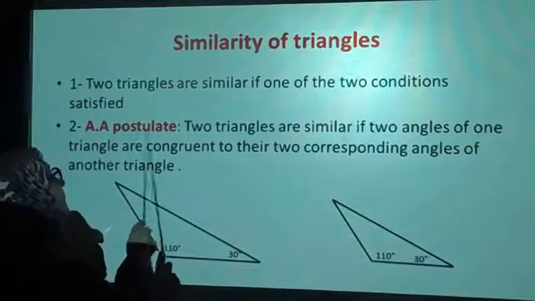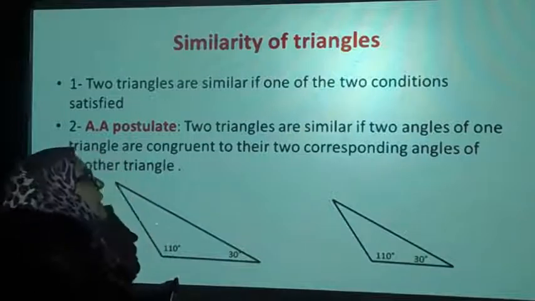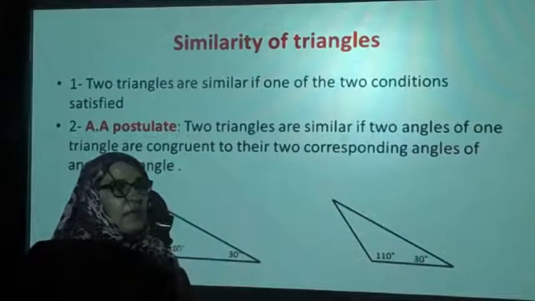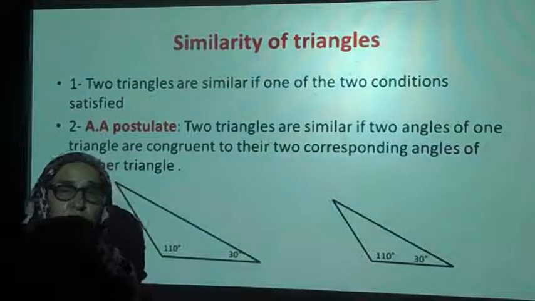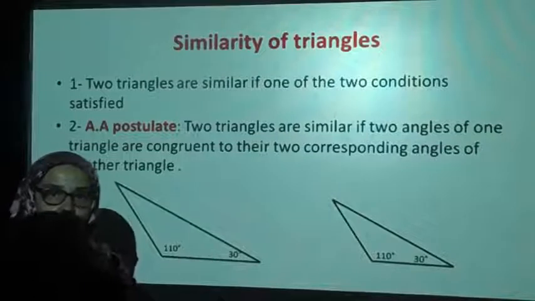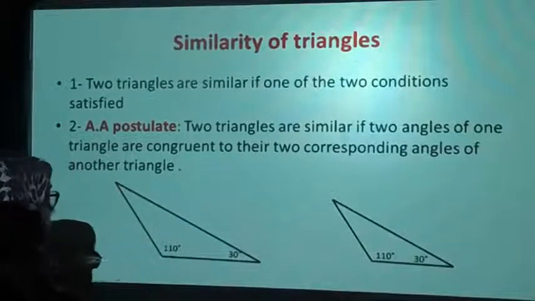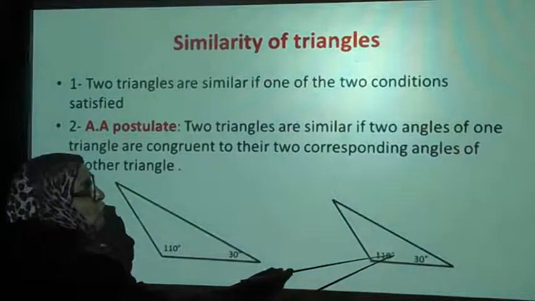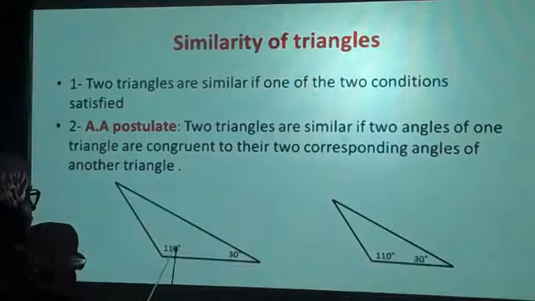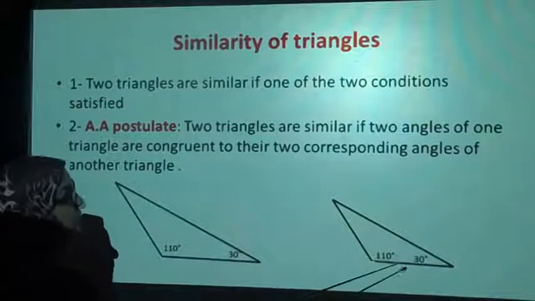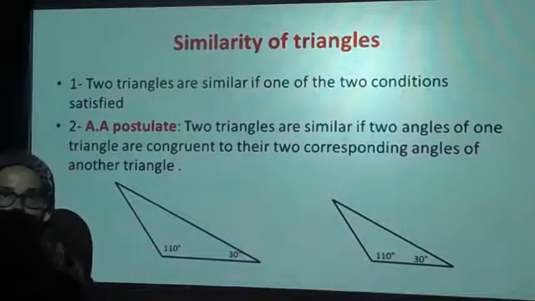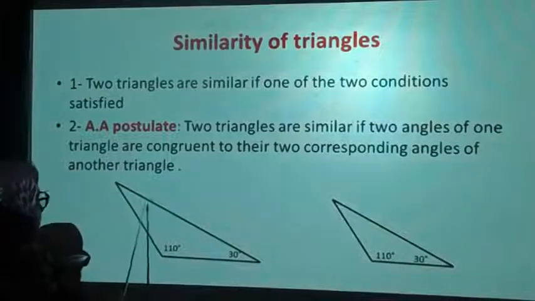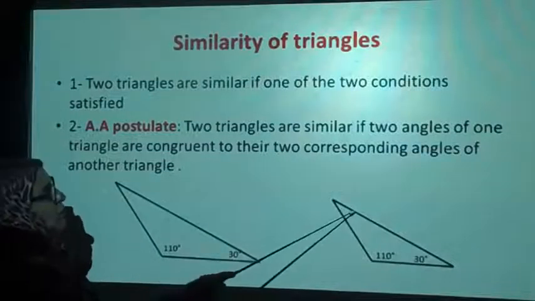Now, let's go to the AA postulate. This leads us to this postulate, because we said that we can use only one of these conditions to verify that two triangles are similar. So what if I have two triangles and two angles equal in measure to two angles in another triangle? This is 110 and this is 110. This is 30 and this is 30. I have here two angles only. And we said that you have to have all the angles equal. Yes, I know. But what about the third one?